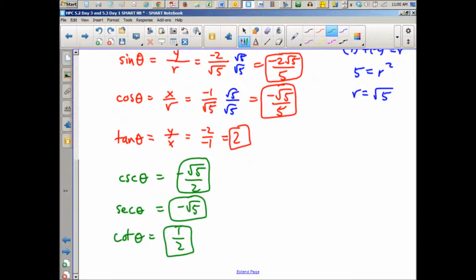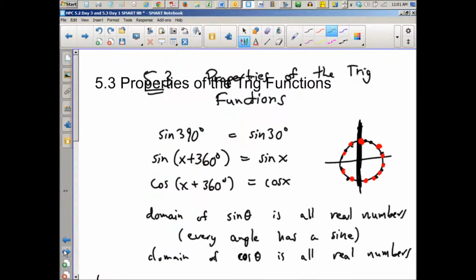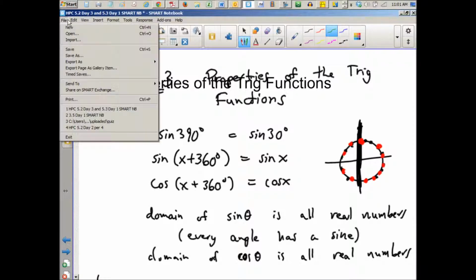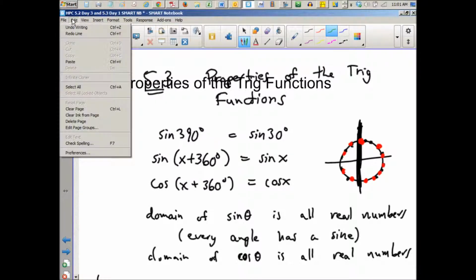Just a little street smart thing I learned from doing it the hard way many times. Rationalize last. But don't forget to do it, right? It's still kind of important. All right, let's go to lesson 5.3. Sorry, that's kind of messy there. I was going to clear that page.